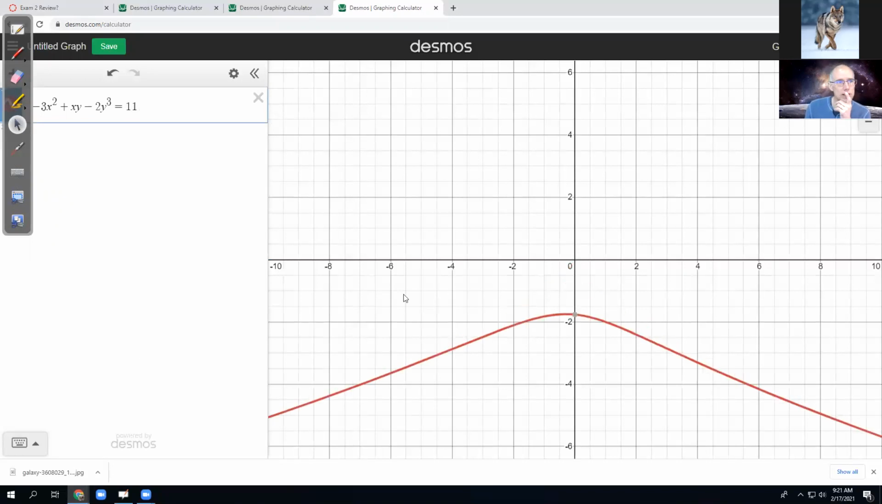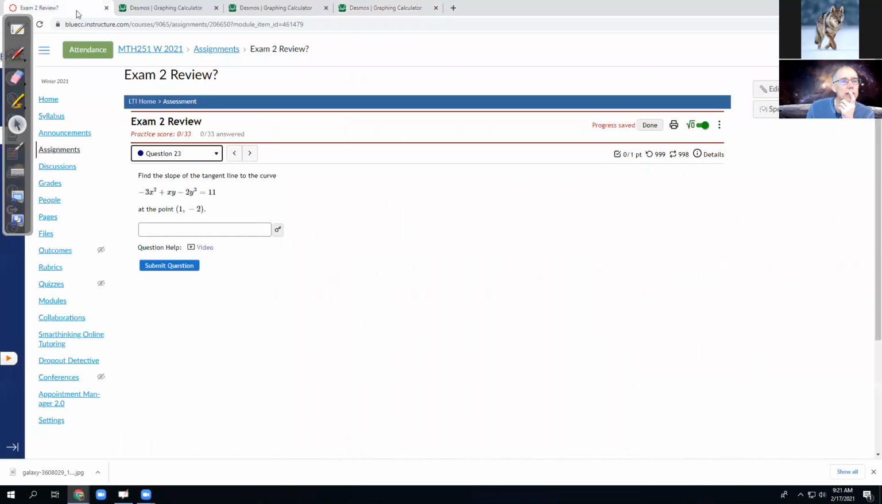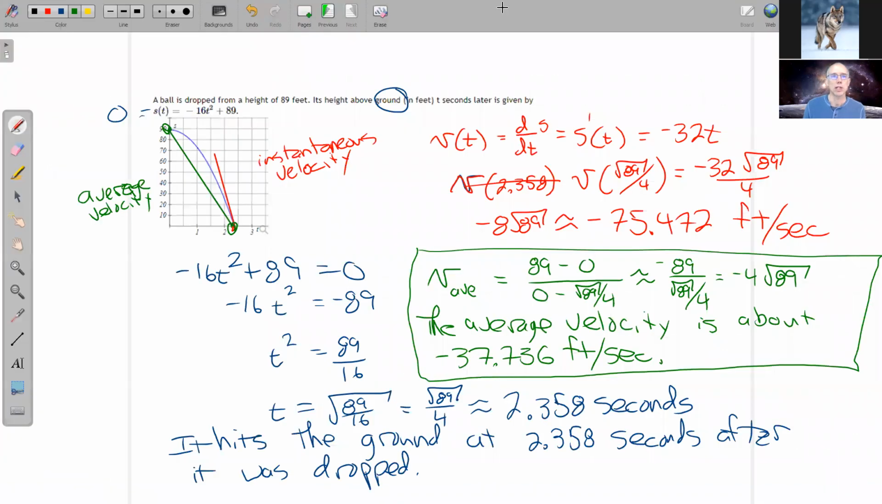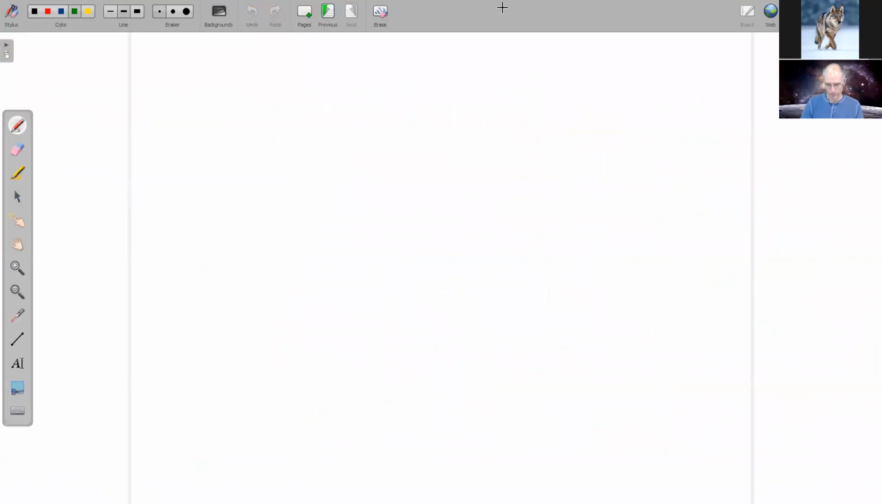Okay, so there is our function, and let's double check I got that right. Looks right, and they claim it has the point 1, -2, so we make sure that's the truth too. So let's check. It looks about right on the graph. 1, -2, bang, that's on the graph. So we want to find the slope there. So we've got to use implicit differentiation. So we can't solve for y in this case.